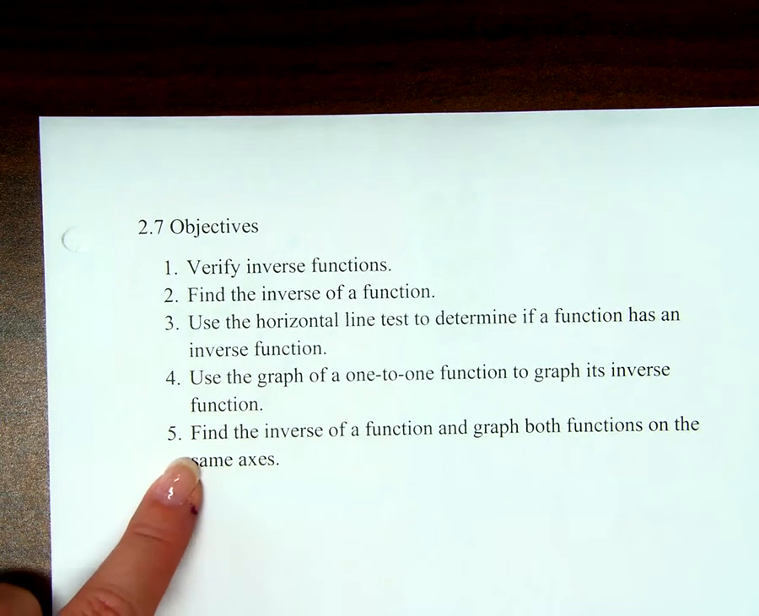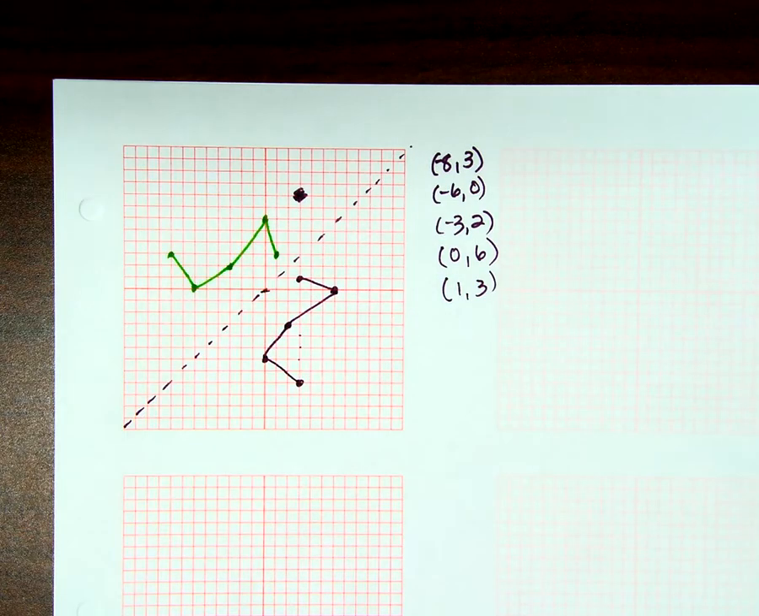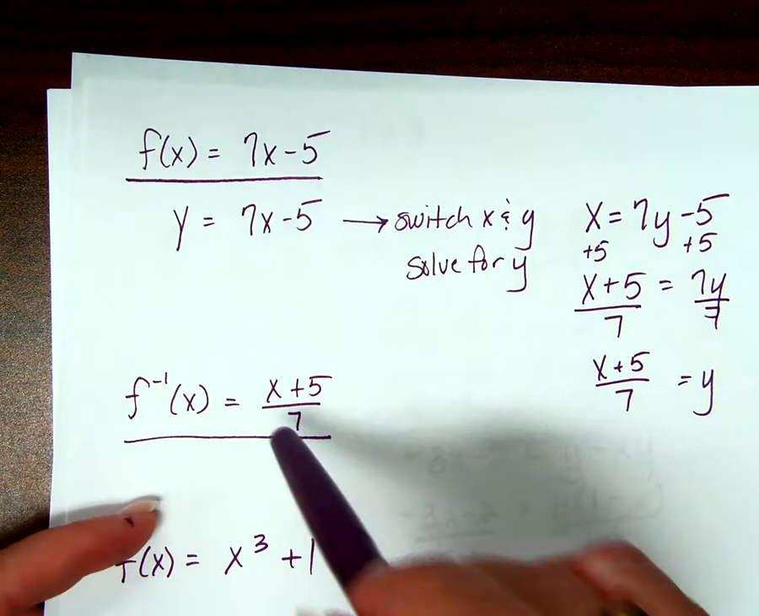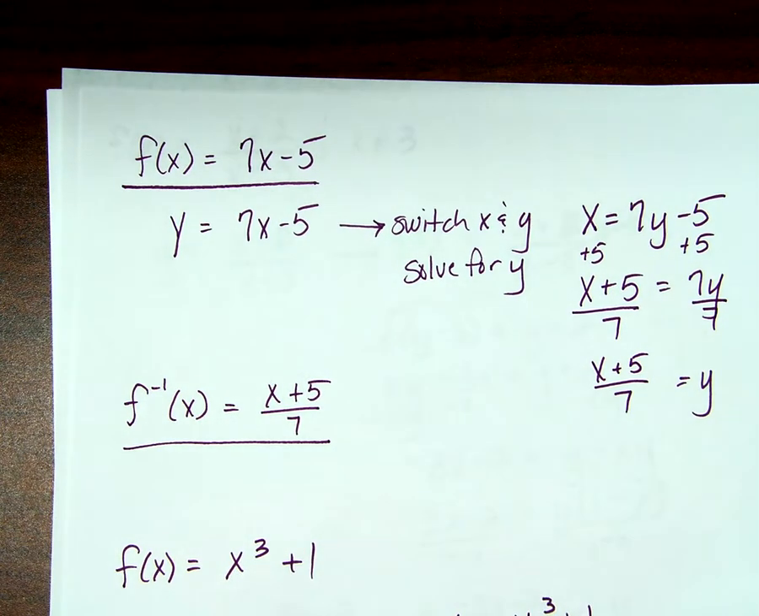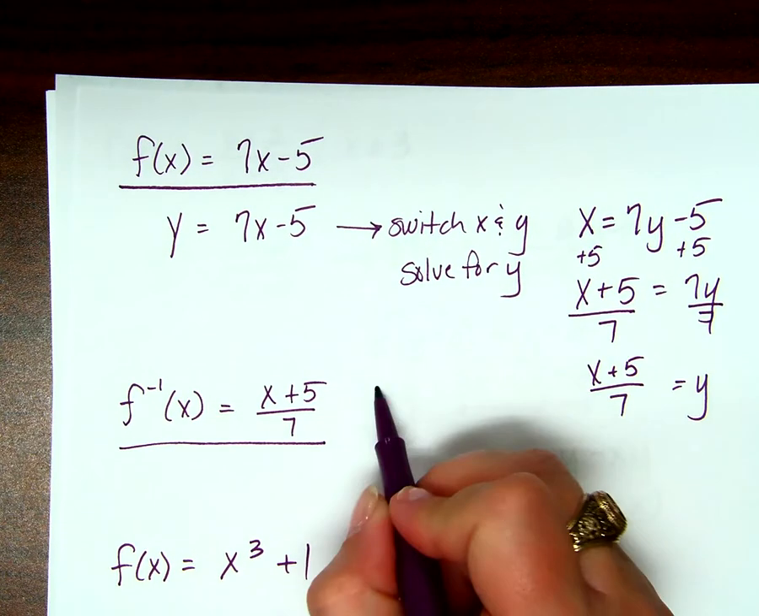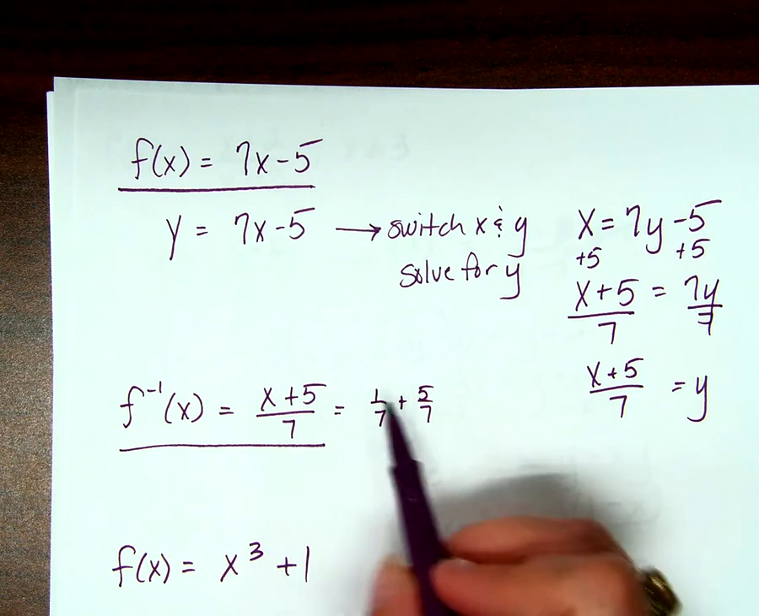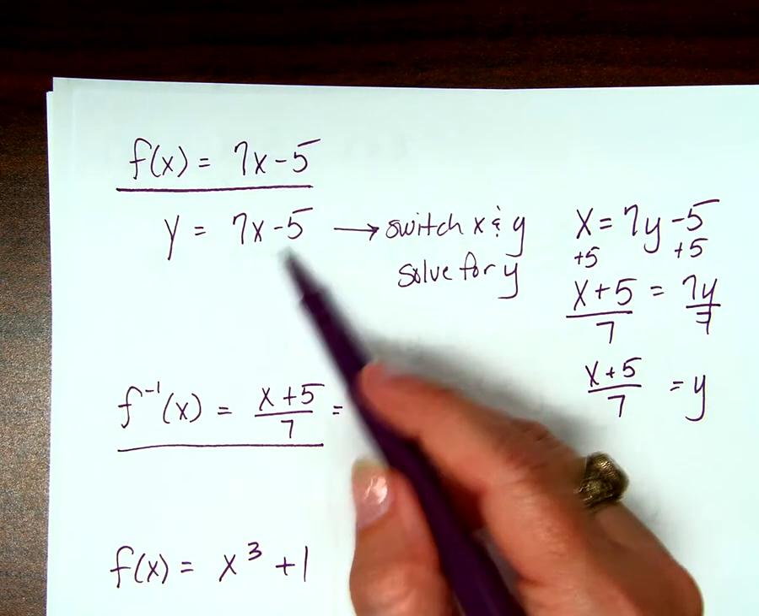Now find the inverse of a function and graph both functions on the same axes. So what I need you to be able to do is all this stuff. Find the inverse function and know how to graph this one on the same axes. So this would be on the same coordinate plane. Okay, 1 over 7 x plus 5 over 7. That's what that really means, right? Can you graph that on the same coordinate plane as you can graph that?